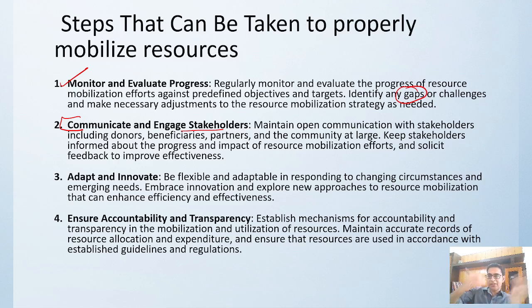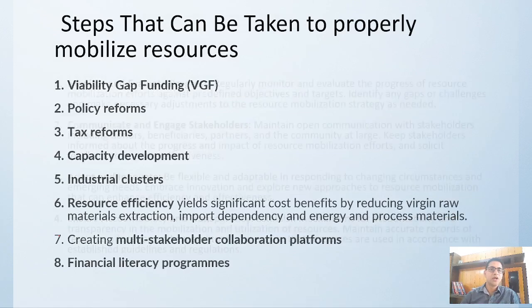And if you are able to do something, like adapt or innovate on certain things, you can do that also. It is a process in which you keep on adapting, keep on innovating. And at the last you have to ensure accountability and transparency in the whole process, then only can you properly mobilize the resource.